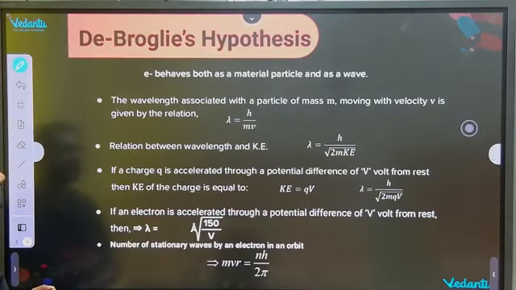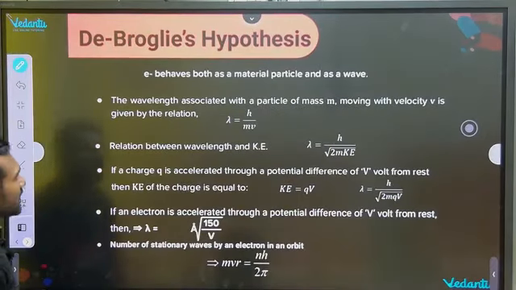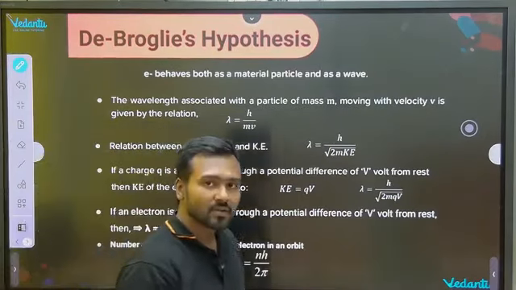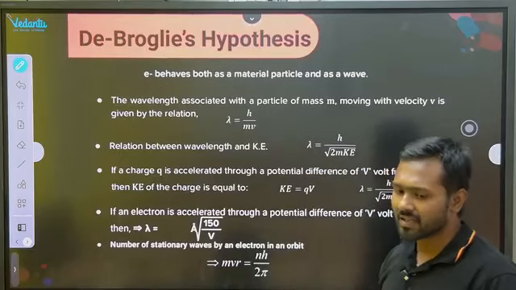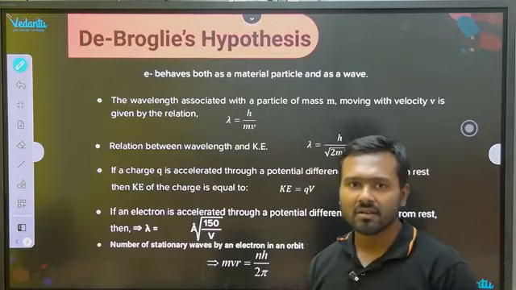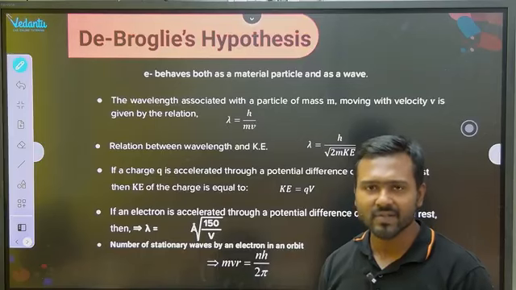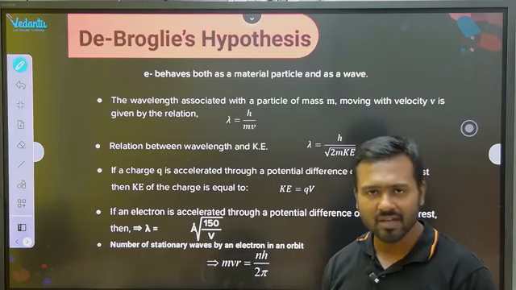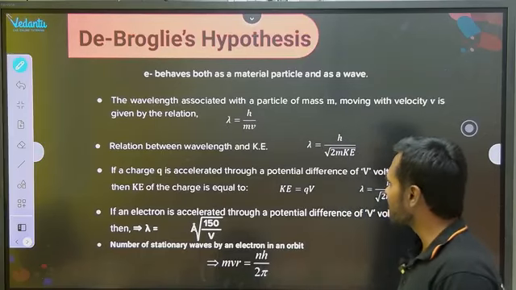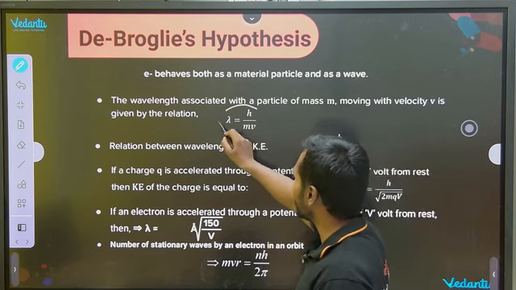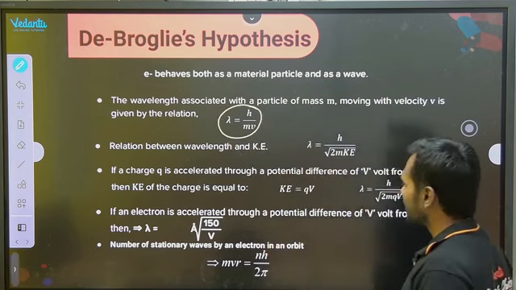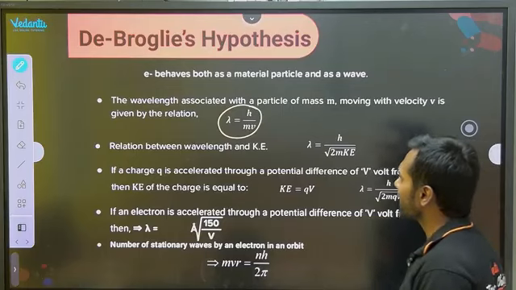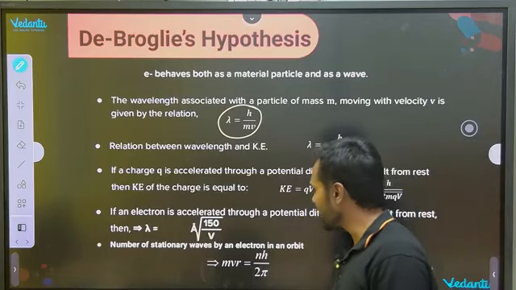Next one, de Broglie hypothesis. De Broglie said that particles like electrons have both particle nature as well as wave nature. Both are there. So the formula is lambda is equal to h by mv. mv is mass into velocity, that is nothing but momentum. So we can also write mv is equal to p.